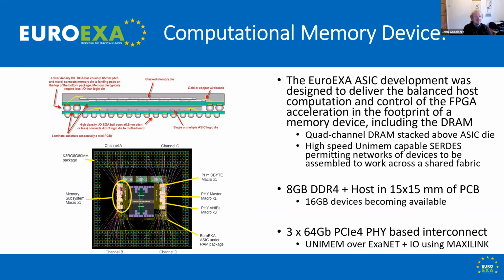They're now hitting 16 gigabyte devices. JEDEC defines it as 15 by 15 millimeters, and that is plenty big enough to put a fairly large processor underneath. Okay, and this is what's happening in your embedded device, for example, today.